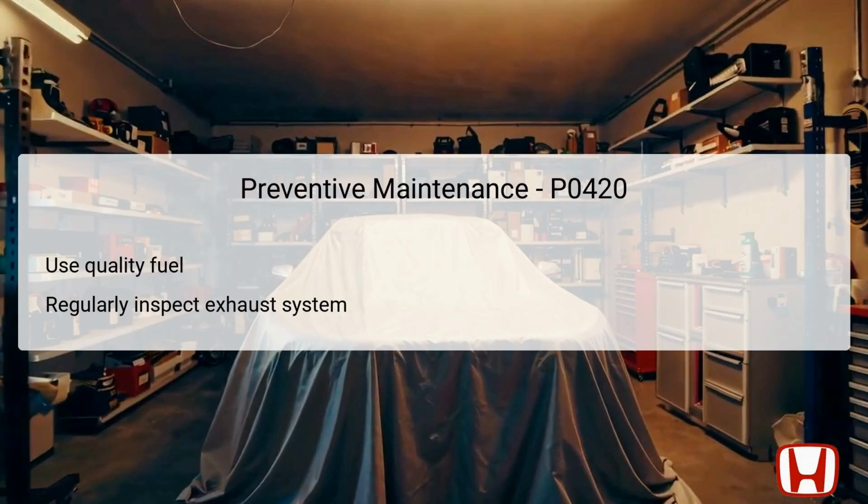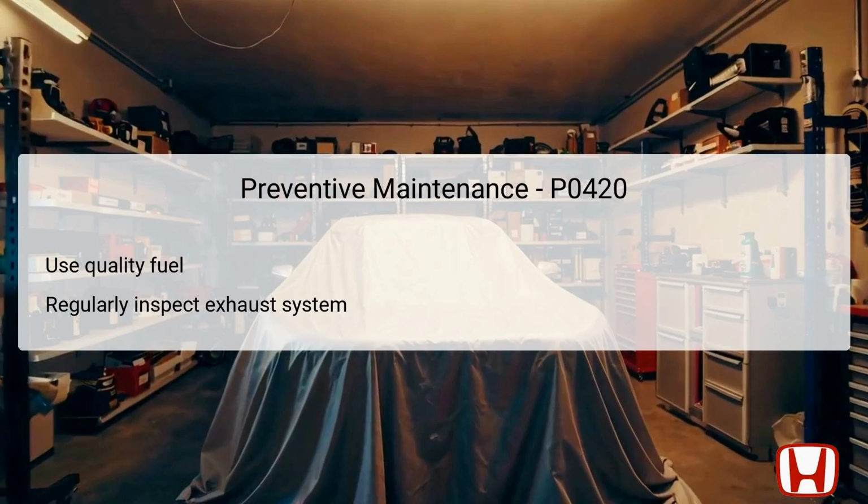Preventive maintenance plays a crucial role in avoiding the recurrence of DTC P0420. One of the most important measures is the use of high-quality fuel, as subpar fuels may lead to improper combustion, increased emissions, and potential damage to the catalytic converter. Selecting fuel that meets industry standards can significantly enhance the longevity and efficiency of emission systems.